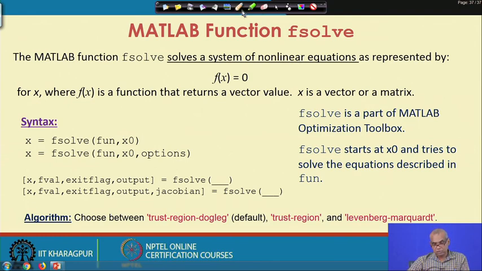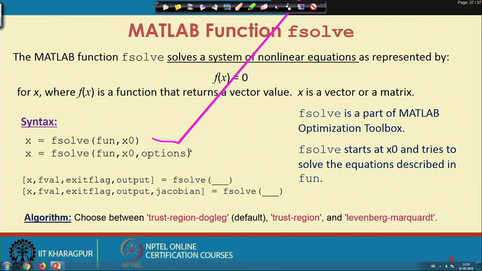fsolve uses trust region dogleg as the default algorithm. It can also use the trust region and Levenberg-Marquardt algorithms. If you want to use the Levenberg-Marquardt algorithm or the trust region algorithm, you have to make use of the option to tell this information to the solver.